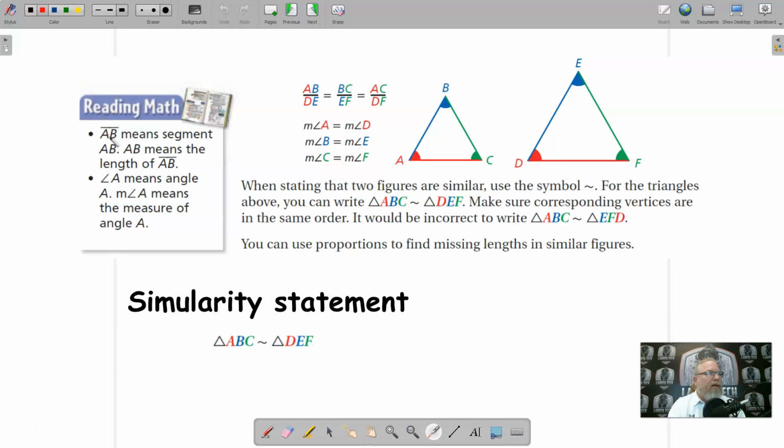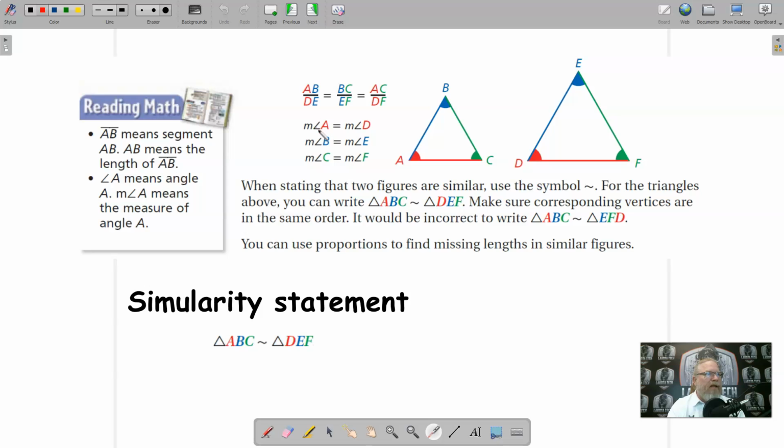First, reading math. Notice that AB with a line over it means segment AB. So for instance, over here I have this blue side of the triangle. It is indeed a line segment. It does have two endpoints, endpoint A and endpoint B. So it is a line segment. And if it has a line over the top of it, this means segment AB. We're actually talking about the line itself. However, if you have AB without the line over it, then this means the length of AB.